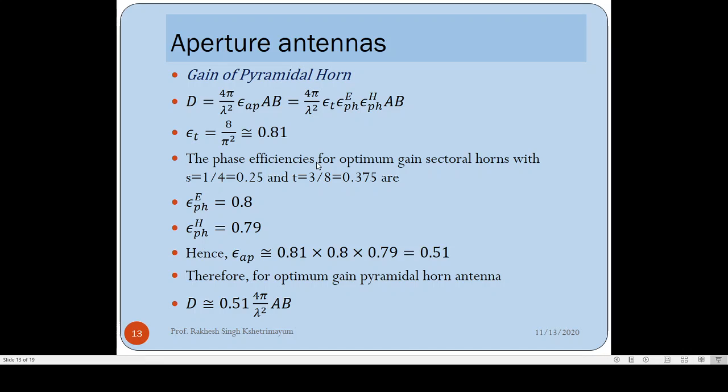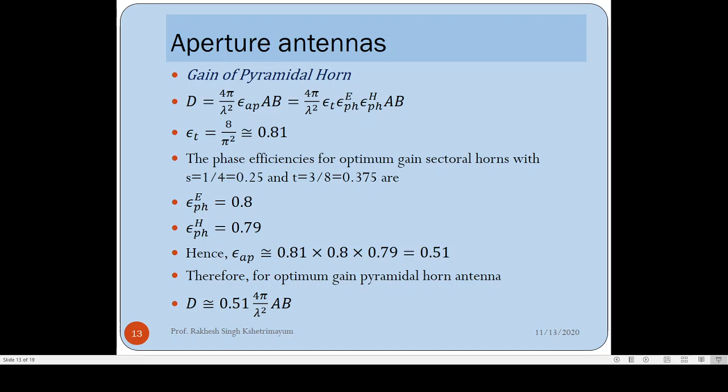We can also find out the phase efficiency for the optimum gain sectoral horn antenna, and you know that for the optimum gain sectoral horn antenna, the S parameter was 0.25 and the T parameter was 0.375. From there you can find out the E plane phase variation efficiency. It turns out to be 0.8, and the H plane phase variation turns out to be 0.79. When you multiply this phase variation efficiency with these, the final combined aperture efficiency of the pyramidal horn antenna is 0.51. So aperture efficiency is very low, 0.51. So the gain or directivity of the horn antenna is 0.51 times 4 pi by lambda square A into B. A and B are dimensions of the pyramidal horn antenna.